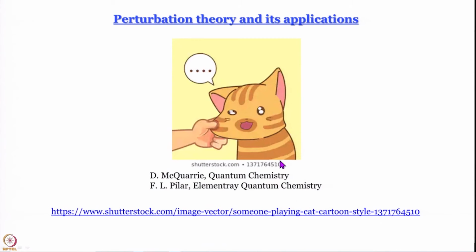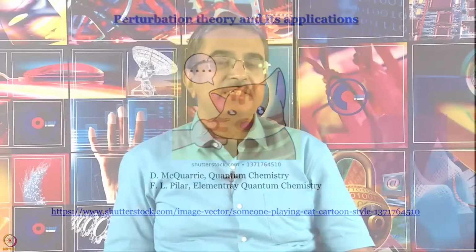We have been introduced to perturbation theory, and we have discussed why I think this cat represents perturbation theory nicely. Today we will complete our discussion, we will get an expression for the delta E, the first order correction to energy, and we will do a very simple example of an application of perturbation theory.